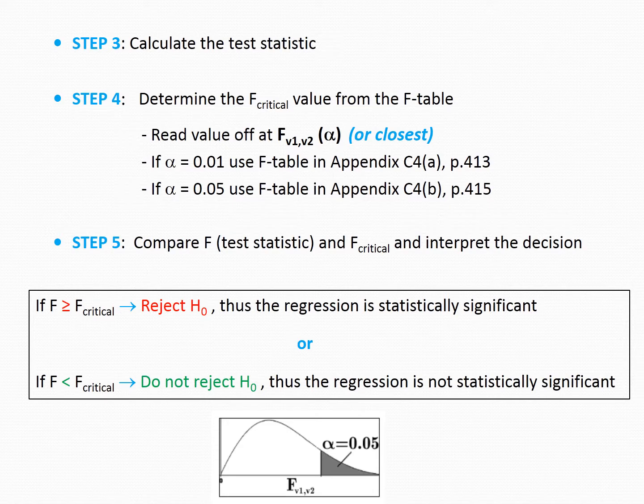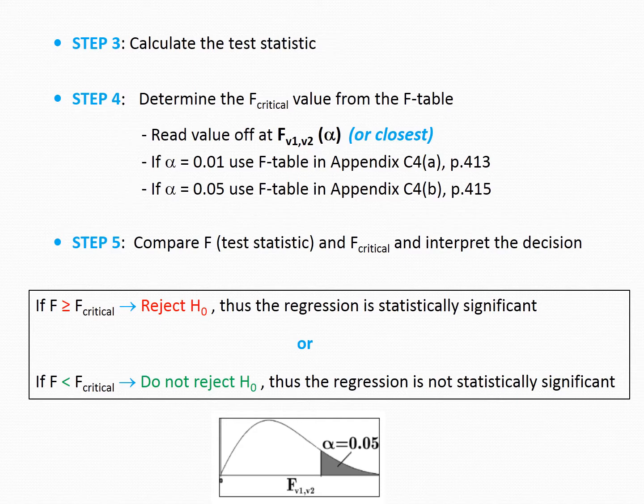In step 3, we substitute our sample data to calculate our test statistic. And then in step 4, we read off our F critical values from our F table. So you read it off at V1 and V2 degrees of freedom at a specific significance level.